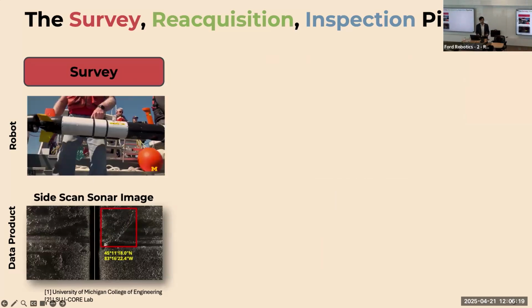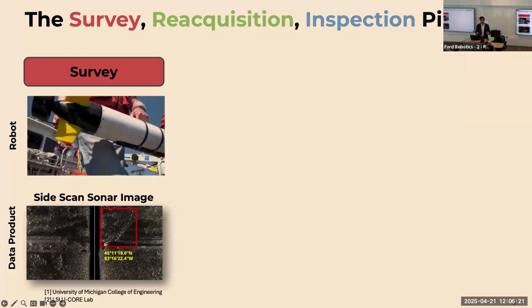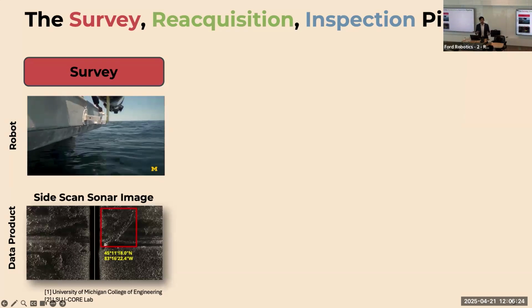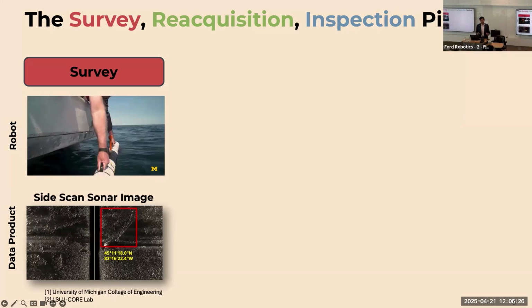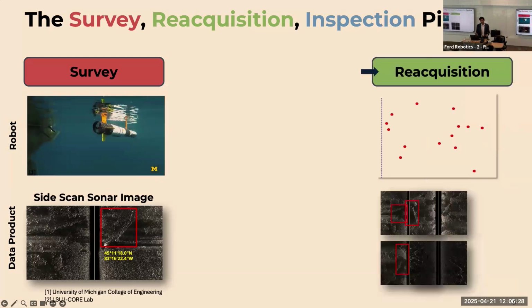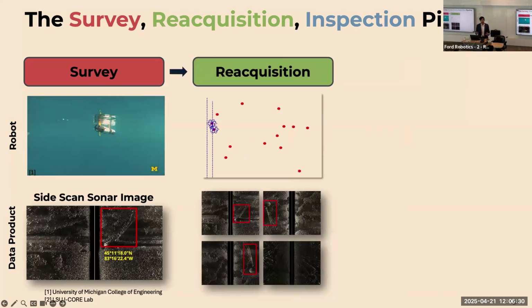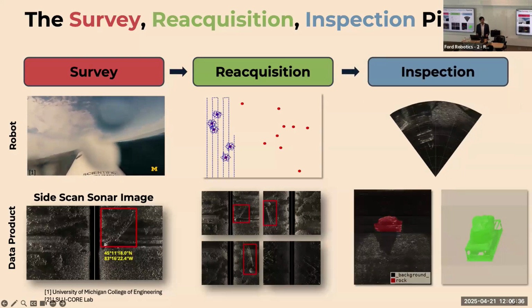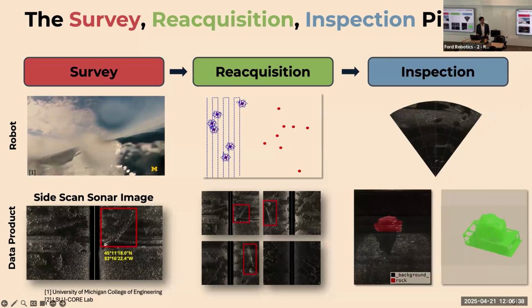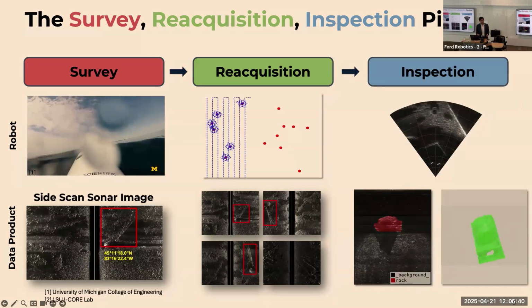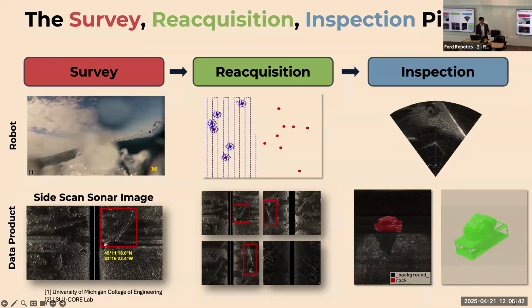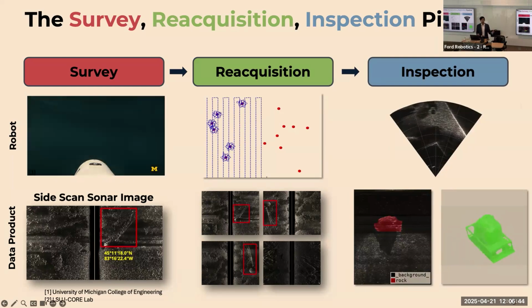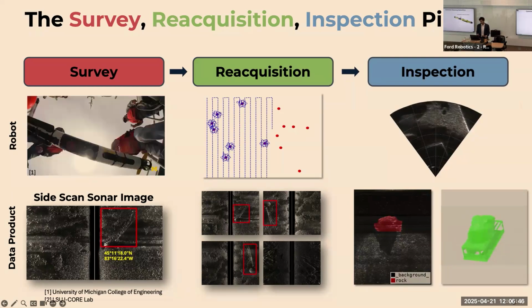The first step is survey, where an autonomous underwater vehicle is deployed to perform a large area survey. The results from this might be a region proposal at a coarse level. The next step is reacquisition, where multiple views of the objects are captured using acoustic imagery to better understand what it is. Finally is close-range inspection, where the robot might capture views using imaging sonar in order to produce semantic segmentation or 3D reconstruction, which is useful for downstream tasks.